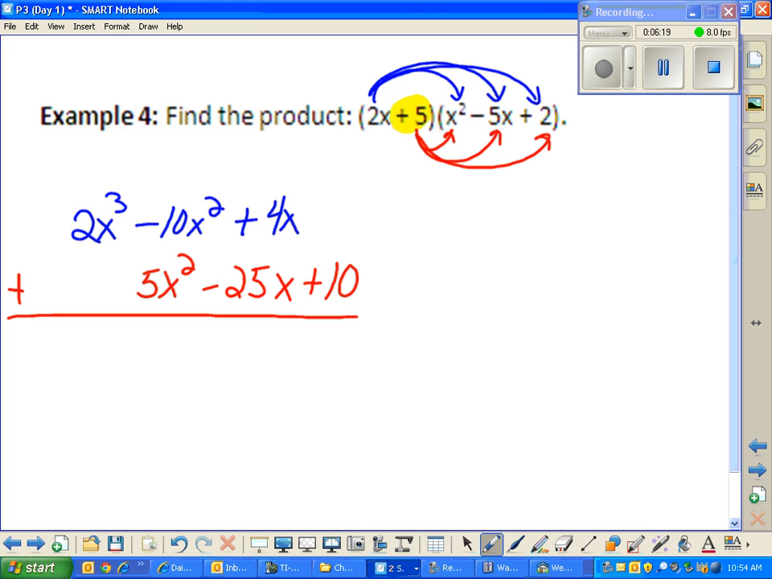2x cubed plus nothing, 2x cubed. Negative 10x squared and 5x squared, negative 5x squared. Positive 4x and negative 25x, negative 21x plus 10. And notice, because my original problem was in standard form, my answer comes out in standard form. Questions about that?